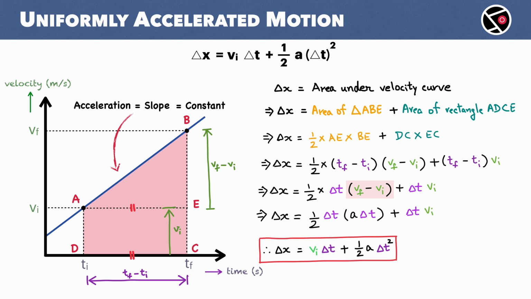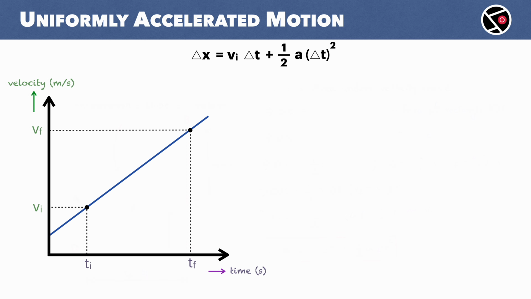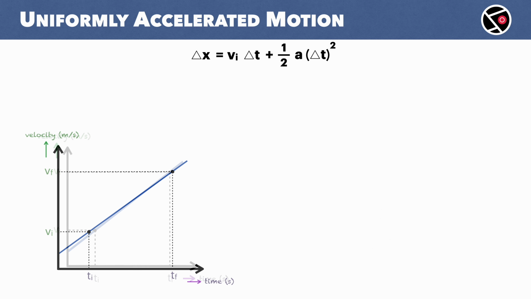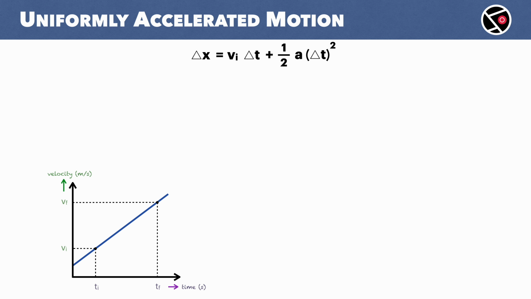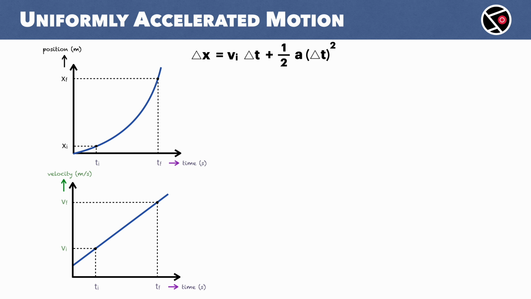Let's now prove this equation again using calculus. We already have the velocity time plot. Here is the corresponding position time plot. Position xi corresponds to velocity Vi at time ti. Similarly, the final position xf corresponds to velocity Vf at time tf.